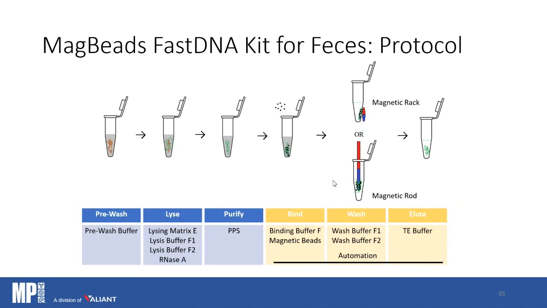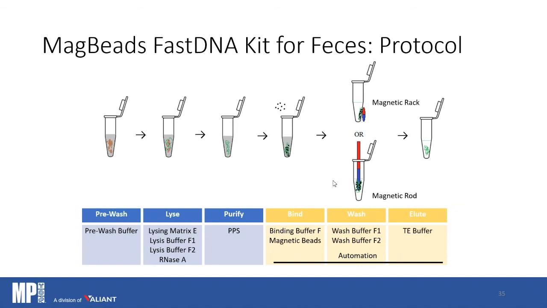From here, two methods can be applied to separate the magnetic beads with DNA from the surrounding solution. The first method is the magnetic rack, in which the magnet is located outside the tube. The second method is the magnetic rod, in which the magnet is dipped into the solution to transfer the magnetic beads. After securing the magnetic beads, unbound substances are washed off by Wash Buffers F1 and F2. And lastly, DNA is eluted from the magnetic beads using TE buffer.